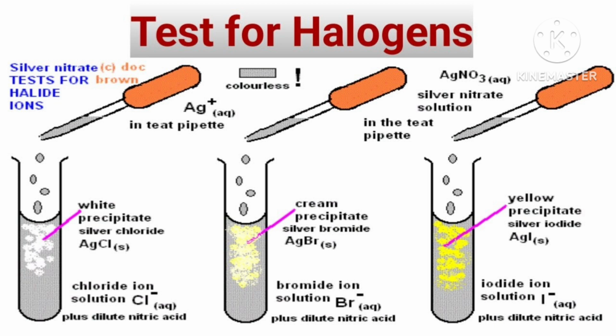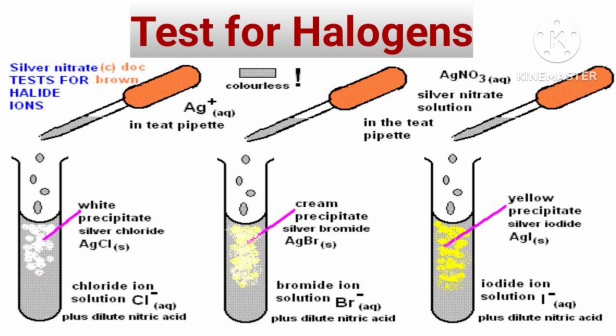And here you are adding nitric acid, HNO3. This is only for, you can say, a buffer solution, for the common ion effect. For that common ion effect you are mixing nitric acid. The main reagent is silver nitrate.